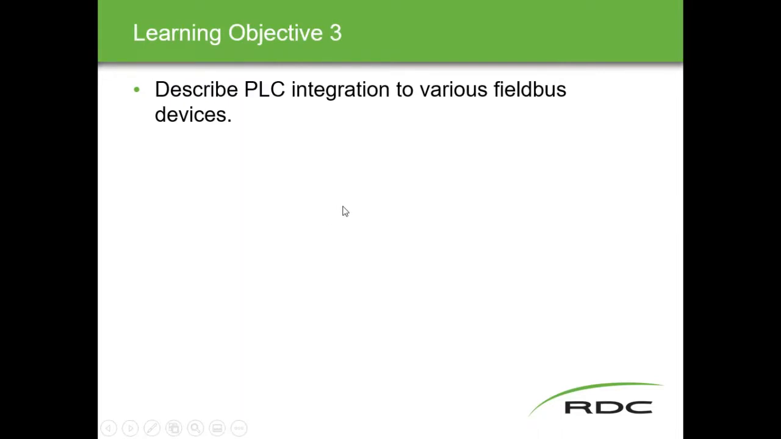Objective three, describe integration of various field bus devices. So we just started talking about field bus devices, and we know that different protocols have different wiring and different capabilities and different speeds, different number of devices that we can use. Starting out with HART, very simple, 15 devices. Then we went to field bus, which was 63, if I'm right, maybe I'm wrong, I can't remember now. And then expanding to the top level there, DeviceNet, which was 255 or something.